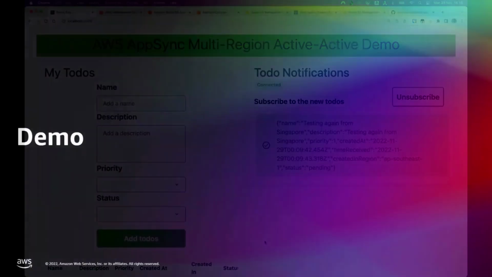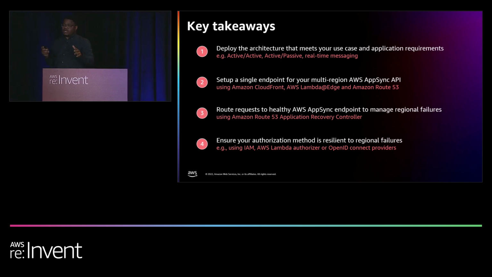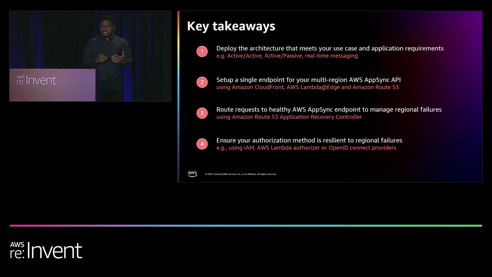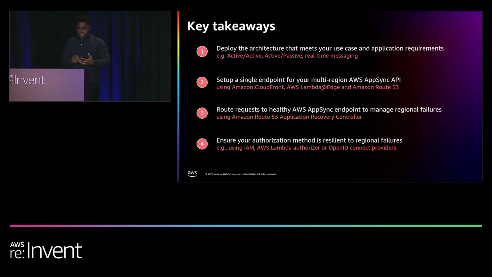Let's move back to the presentation. So key takeaways here. I think the first thing you need to think about when you are deploying AppSync in multi-region is to understand your application requirements. Do you need to go active-active? Do you need to go active-passive? And what kind of consistency model do you need to adopt?